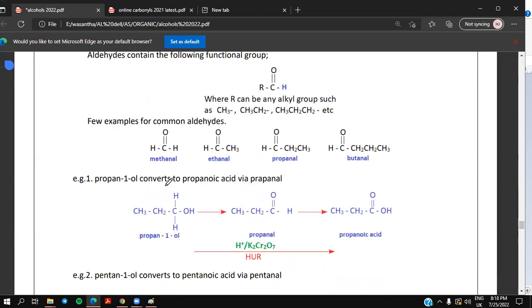Propan-1-ol converts to propanoic acid via propanal. So this is a primary alcohol. Why primary alcohol? The alpha carbon in this alcohol, alpha means the carbon atom to which the OH group is attached. So this alpha carbon has the CH3 CH2 part on one side.